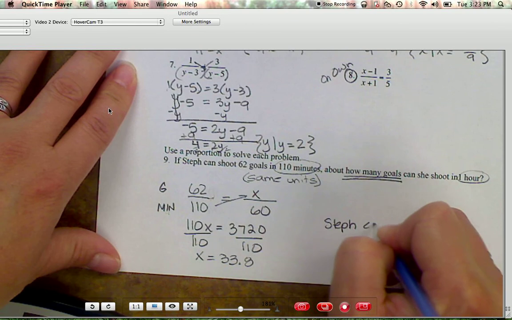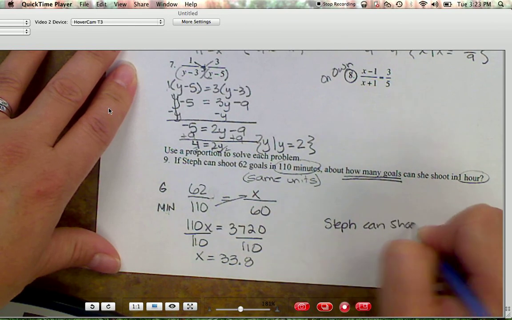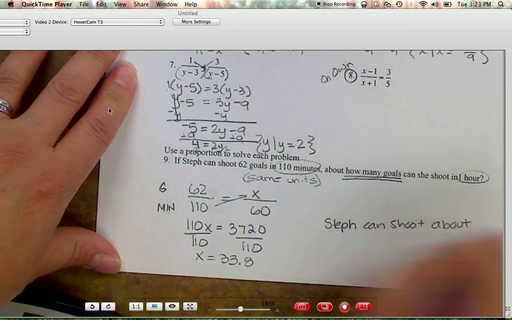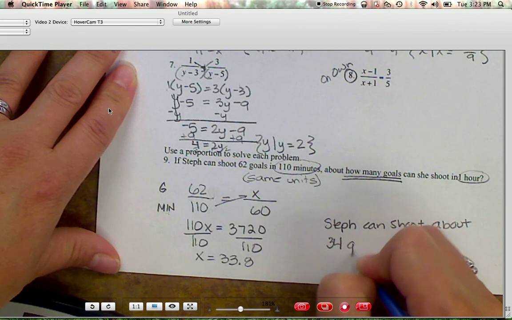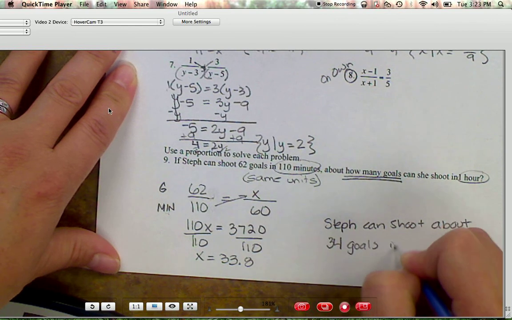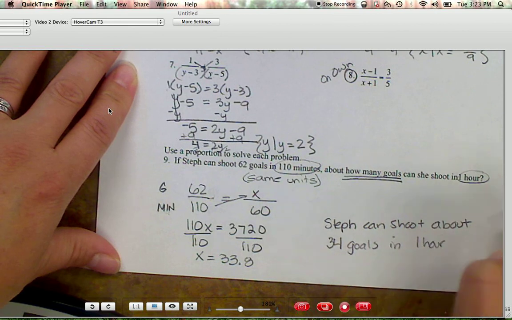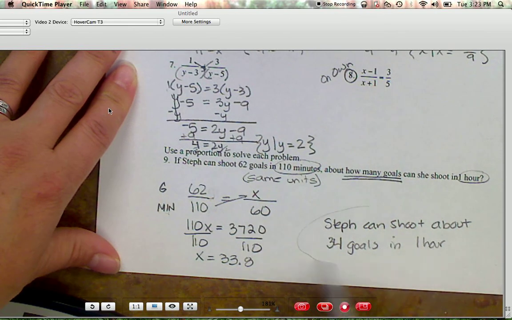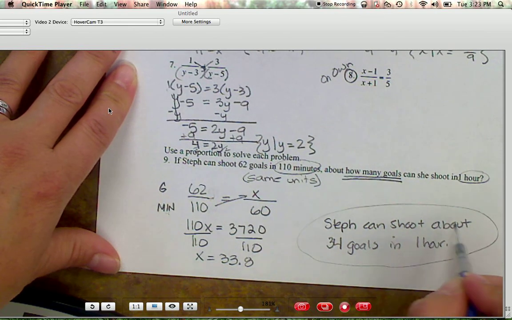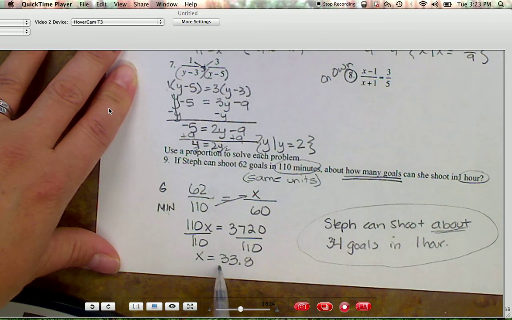Steph can shoot about 34 goals in 1 hour. So if it starts in words, it needs to end in words. And we said about because we are rounding it up to 34 goals.